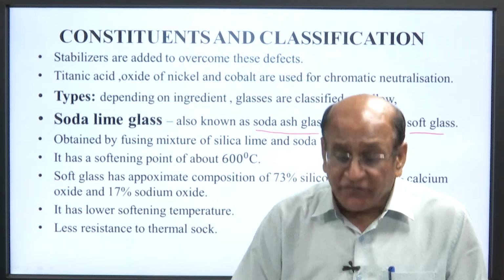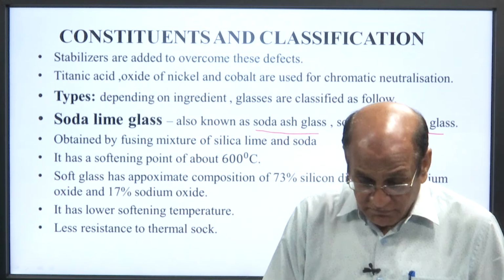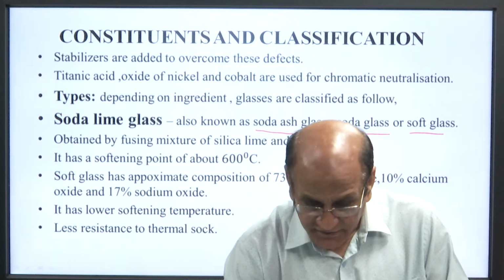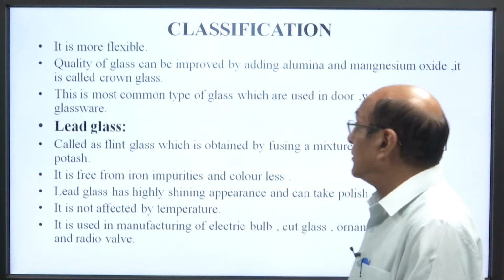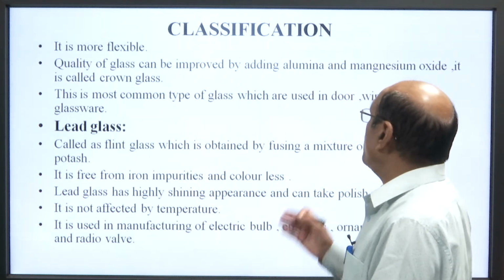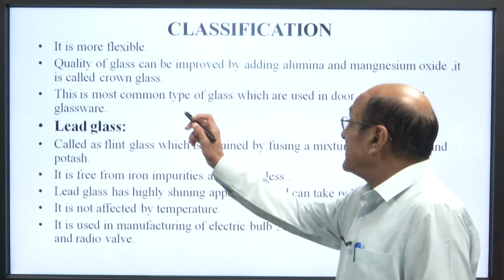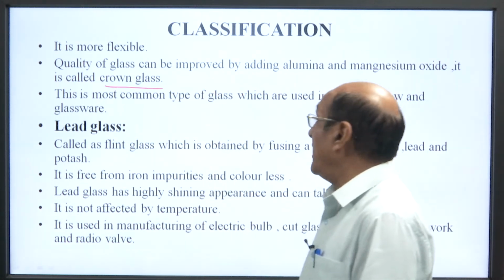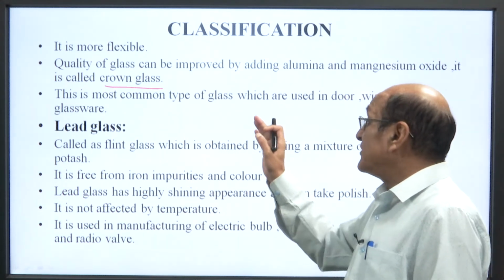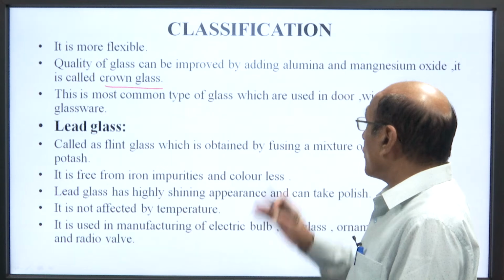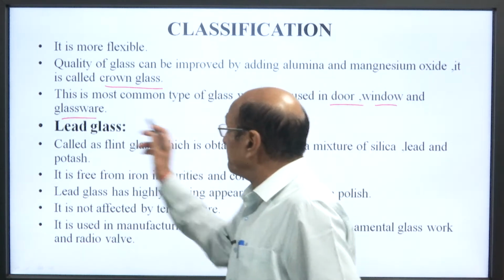It has a lower softening temperature and less resistance to thermal shock. It is more flexible. The quality of glass can be improved by adding alumina and magnesium oxide, and it is called crown glass. When we add alumina and magnesium, then it is called crown glass. This is the most common type of glass, which is used in doors, windows and glassware.